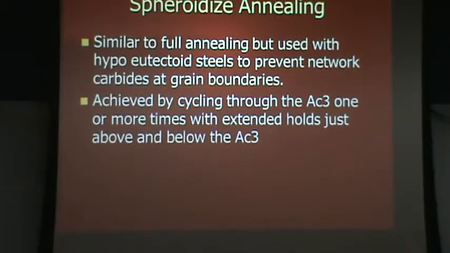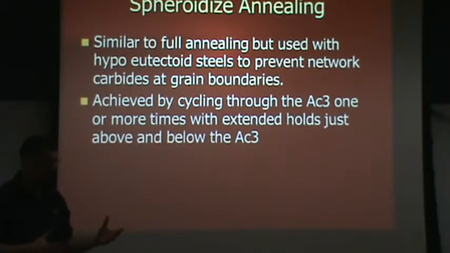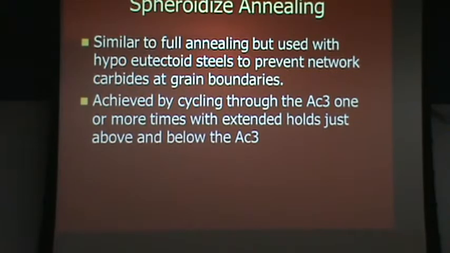We have a variation of this called spheroidized annealing. This is used for steels which are hyper-eutectoid, right? And this process is used to form the carbides into a sphere. The hyper-eutectoid steels, if cooled slowly in a full annealing type of process, will tend to form carbides along grain boundaries in addition to whatever pearlite is formed.